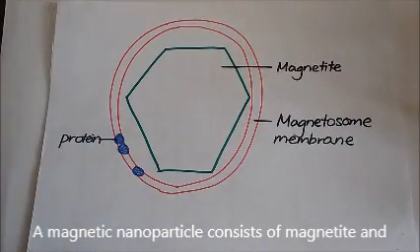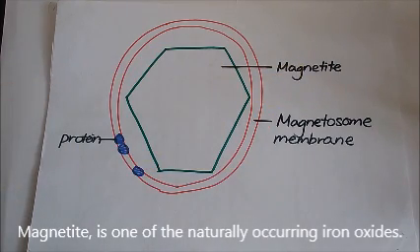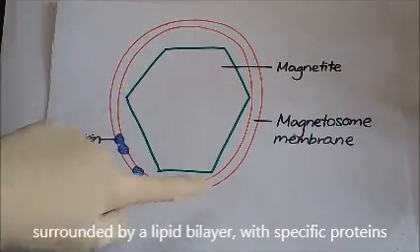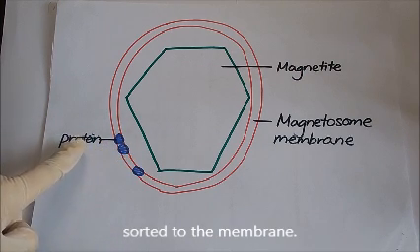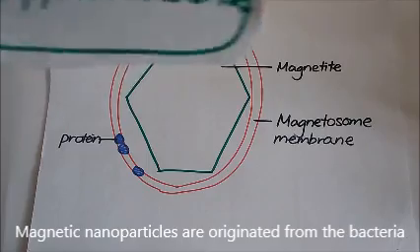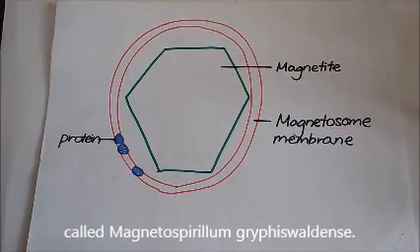A magnetic nanoparticle consists of magnetite and magnetosome membrane. Magnetite is one of the naturally occurring iron oxides, and magnetosome is a membranous structure surrounded by a lipid bilayer with specific proteins sorted to the membrane. Magnetic nanoparticles are originated from the bacteria called Magnetospirillum grifols-waldens.